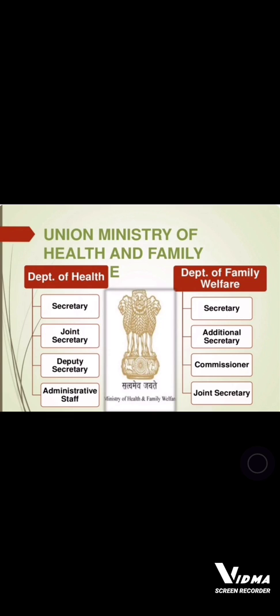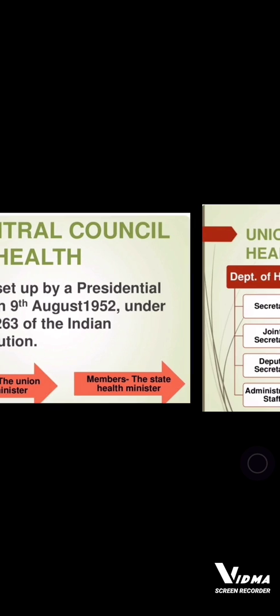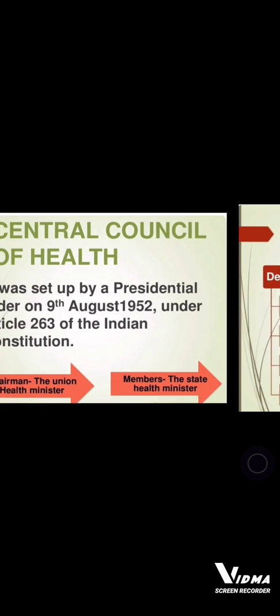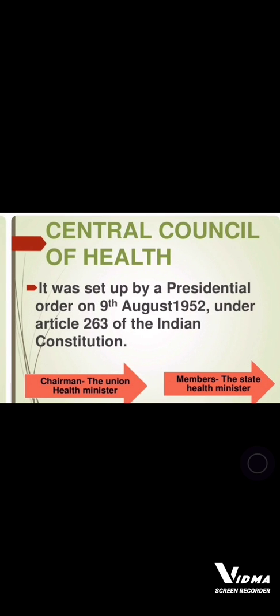Now we will see the Department of Family Welfare. In the Department of Family Welfare a secretary will be present, under the secretary an additional secretary will be present, after the additional secretary a commissioner will be there, and under the commissioner a joint secretary will be there. So this is the Union Ministry of Health and Family Welfare. There will be 2 departments, the Department of Health and the Department of Family Welfare. Then, after the Union Ministry of Health and Family Welfare, the Central Council of Health.